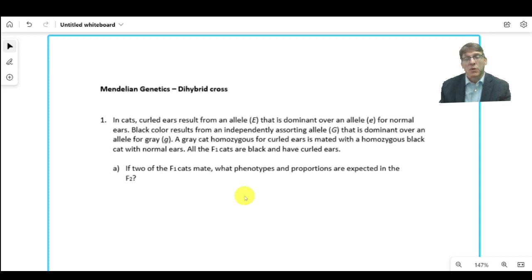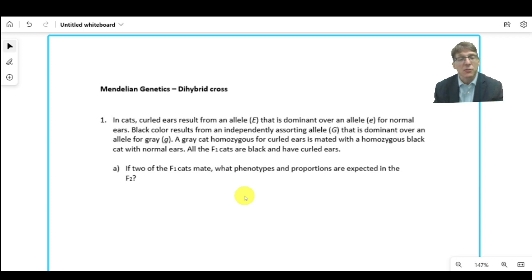So remember our rules of probability. If we can make the statement that one event and another event, and use the word and, we're going to multiply our probabilities. If we can make the statement that it's one event or another event, with the or in our statement, we're going to add our probabilities.